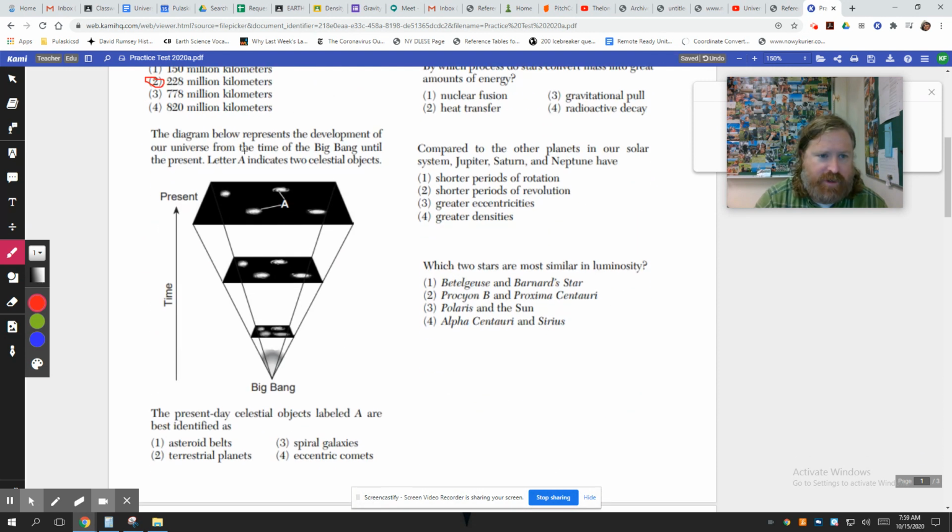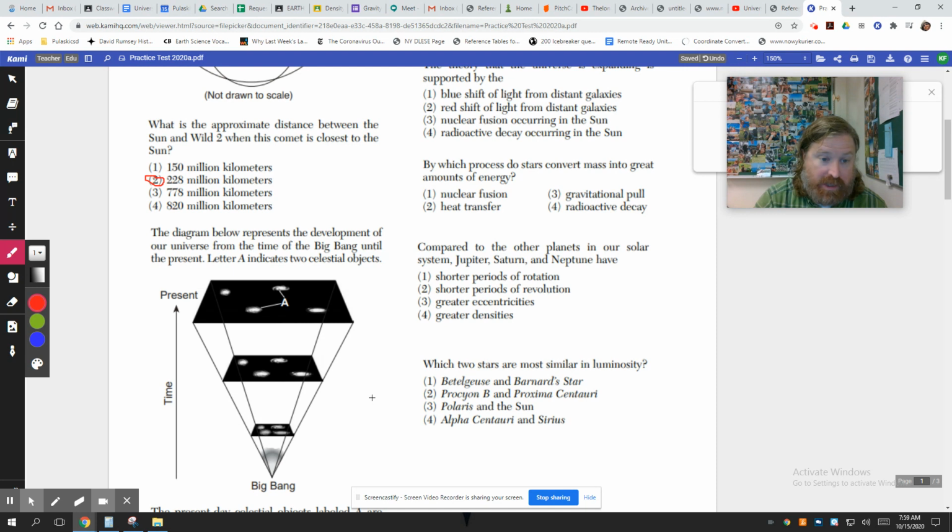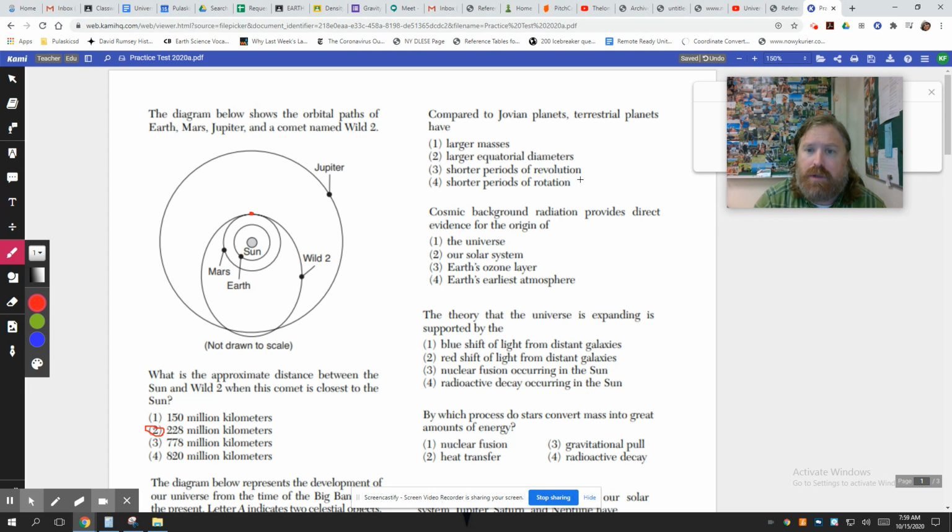Diagram below shows the development of our universe from the time of the Big Bang to the present. So Big Bang, expanding universe, and what are these spirally shaped blobby things that are in there? Those are going to be spiral galaxies. Comets are way too small at the scale. All this stuff's too small at the scale. These are looking at big things like the galaxies. Remember, there's a universe that contains a bunch of galaxies that contain a bunch of stars that have solar systems. So we would be one star in a spiral galaxy like that.